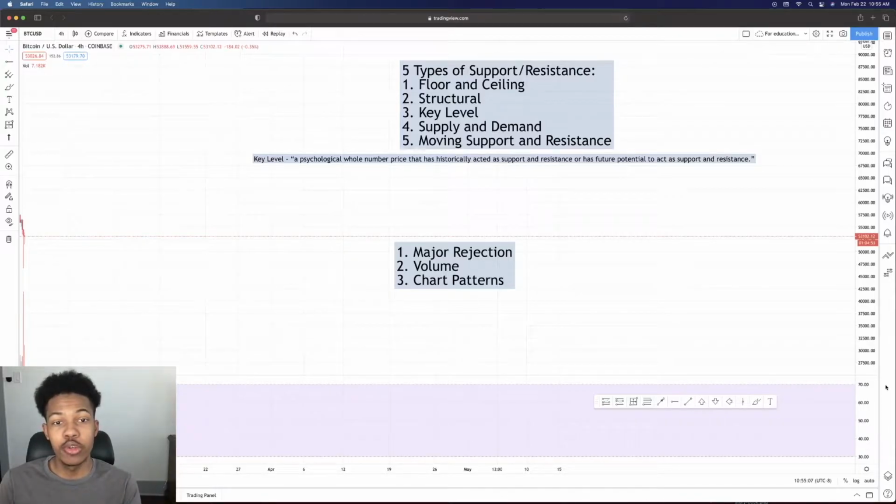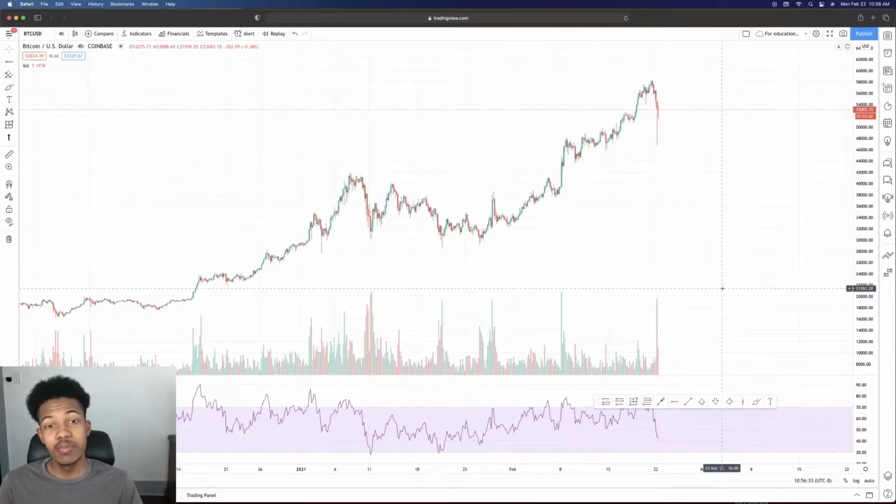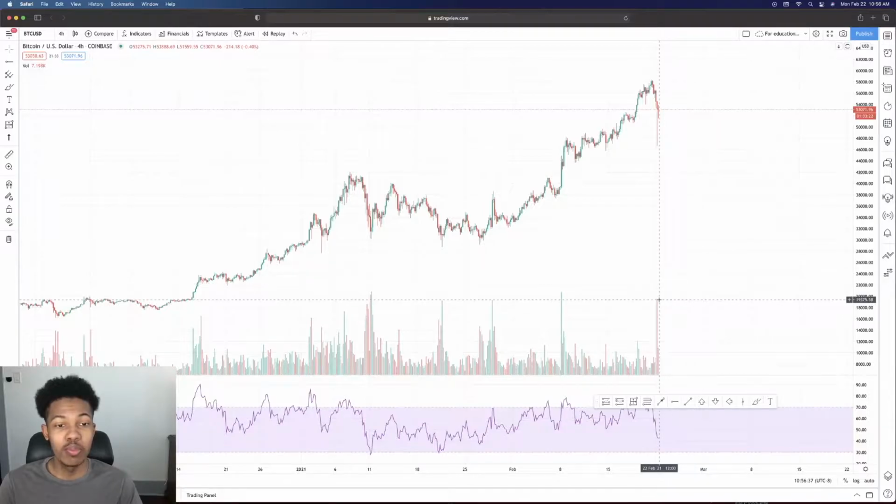Now I'm going to go and show you how you can draw these key levels using Bitcoin. Here we have an empty chart of Bitcoin, and in the past year, Bitcoin has had some insane moves and it respects key levels very well, which is why I'm using this for the example.